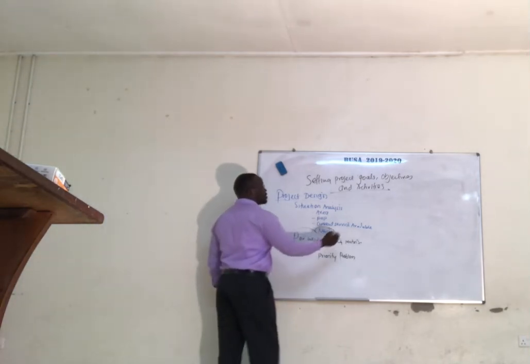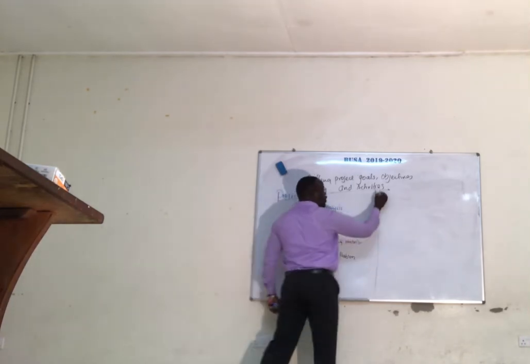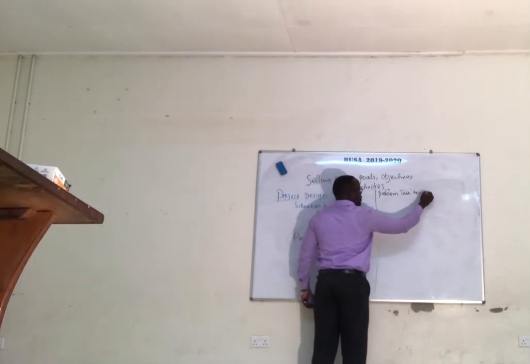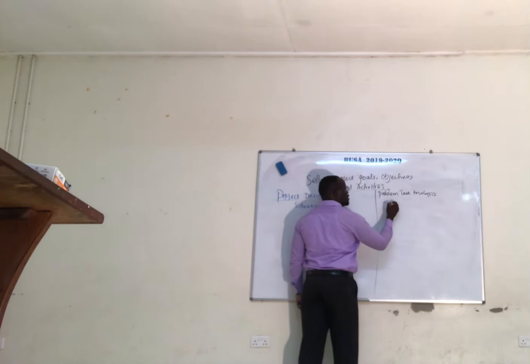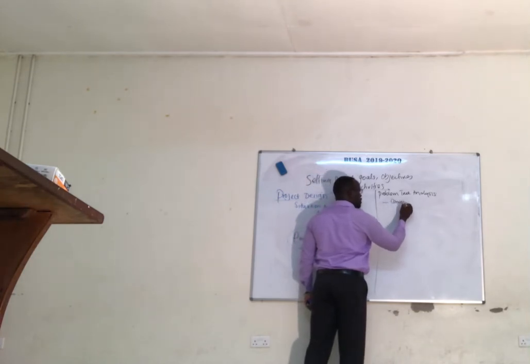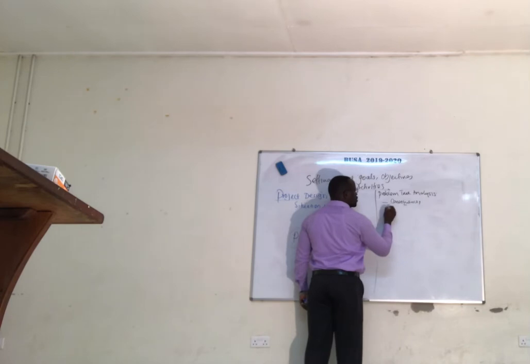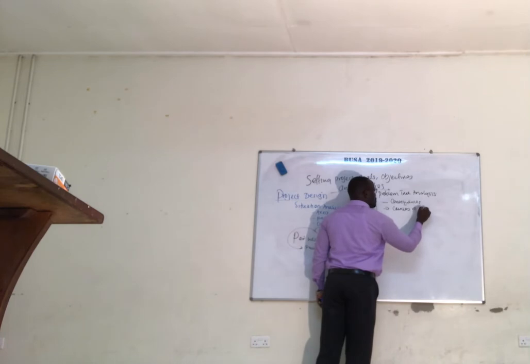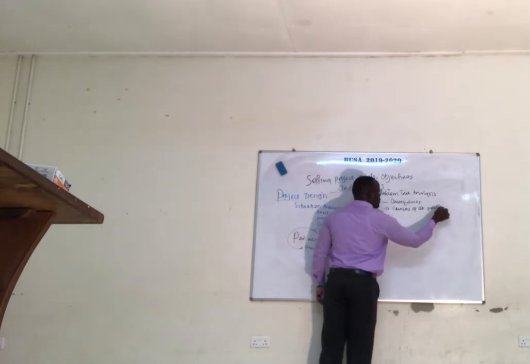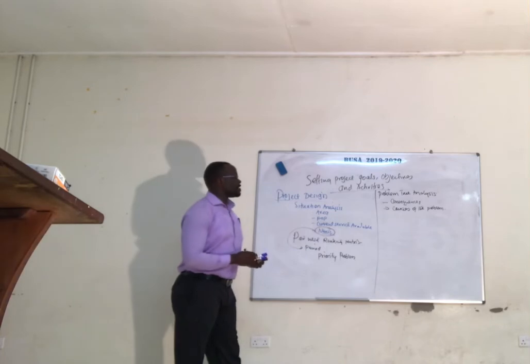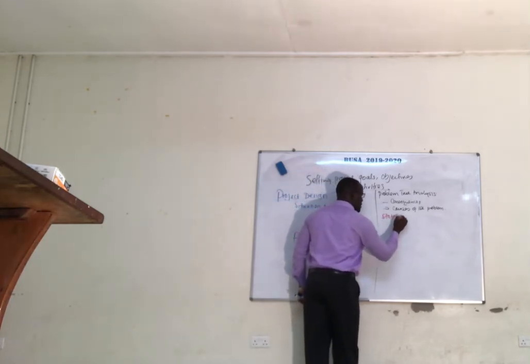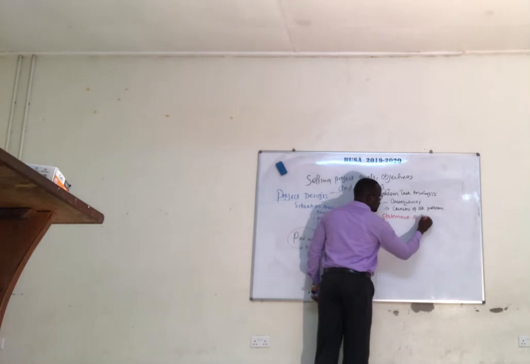Now, with this priority problem, you came to problem tree analysis. In the problem tree analysis, you identified the consequences of the problem, and you also identified the causes of the problem. And you finished part of the assignment by looking at the statement of the problem.